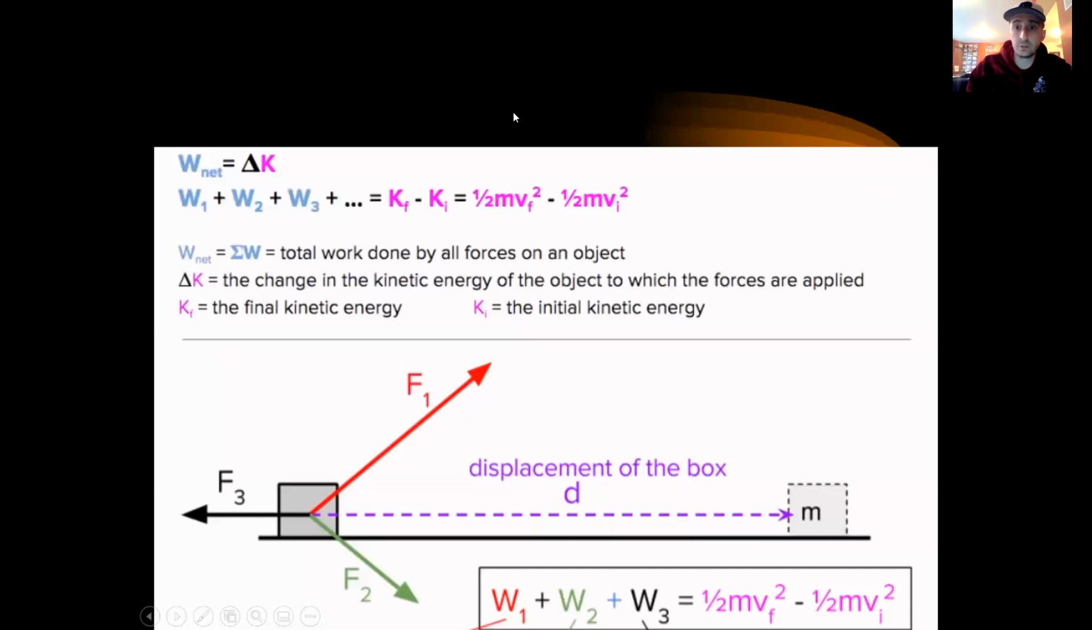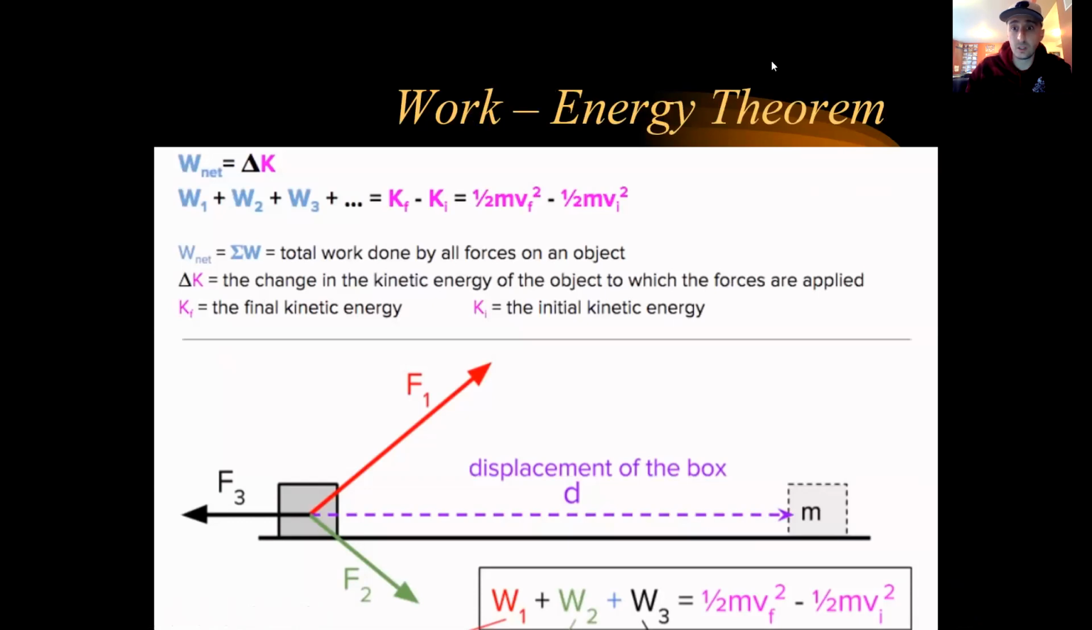All right. Continuing on here, this is the work energy theorem. So what we have here is saying that the net work done, in other words, if you add up all the work done on an object, it's going to equal the change in kinetic energy.